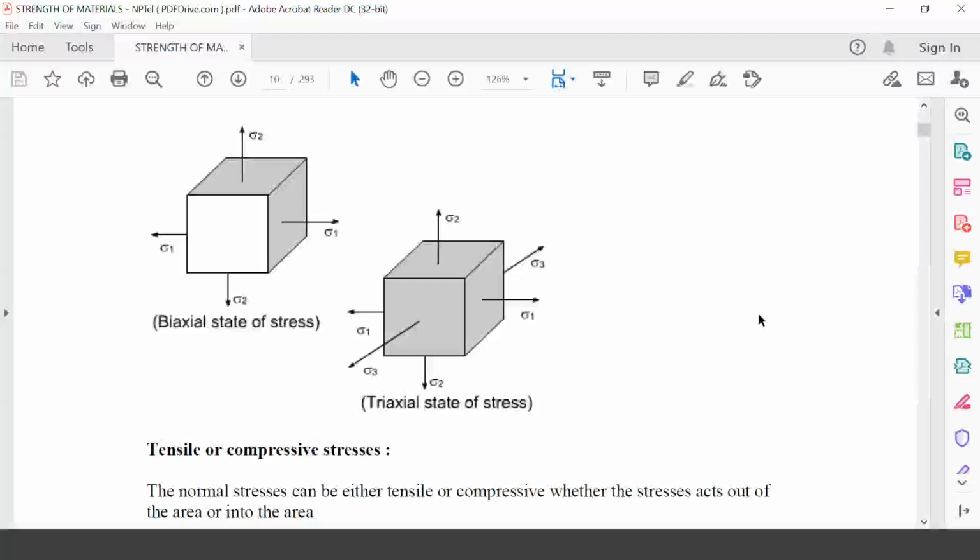This is normal stress. This is also known as the uniaxial state of stress because stresses act in only one direction. Why uniaxial? Because the stress is acting in only one direction, be it in this direction or in this direction. But in practical cases, this is not relevant because we have so many stresses acting in so many directions. Fine.